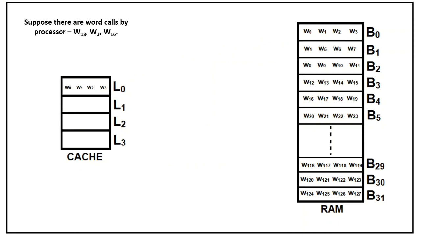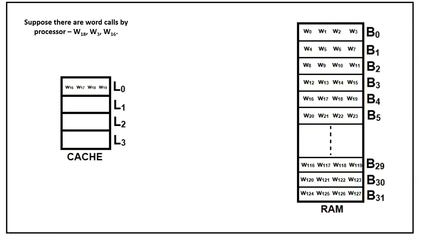Now the requested word is W16, which is again inside block B4, and block B4 is not present inside cache. So it is again a cache miss. It will come inside line L0. That means the present block B0 inside line L0 is replaced by block B4. Now it is available to the processor. So here we have a total of 3 cache misses.